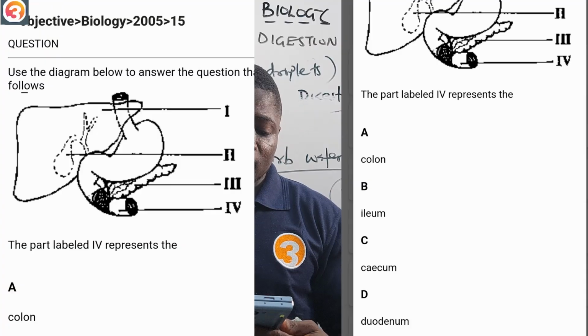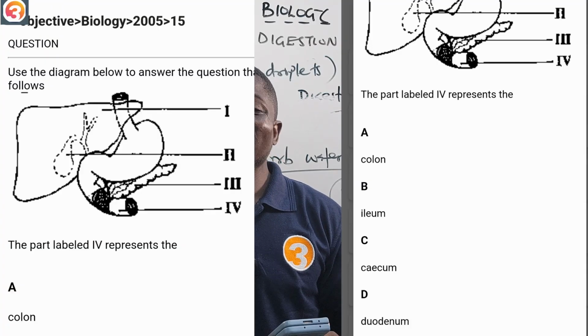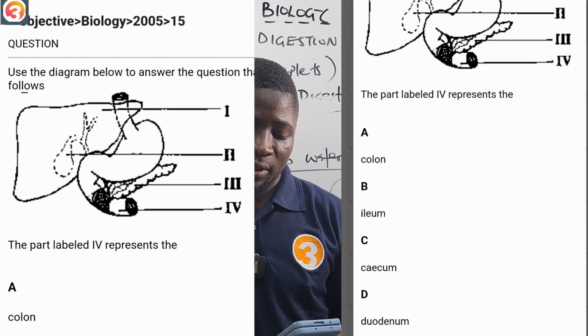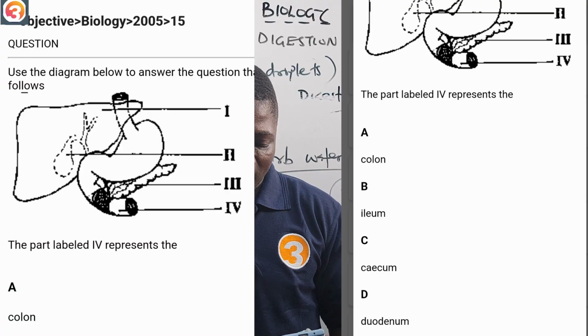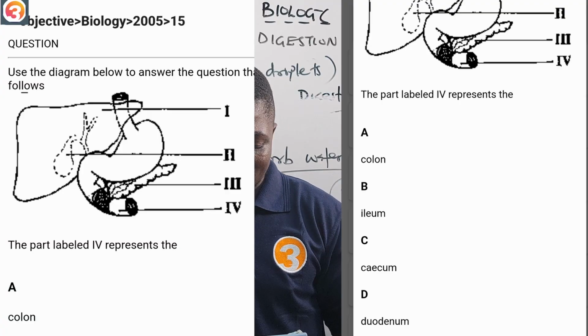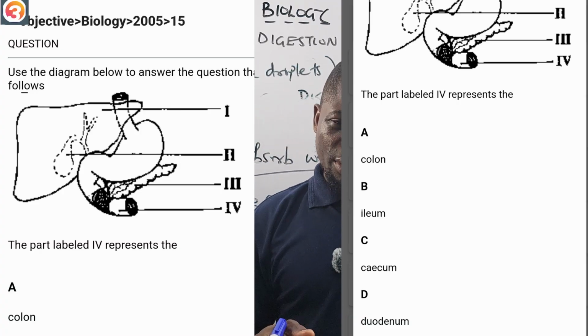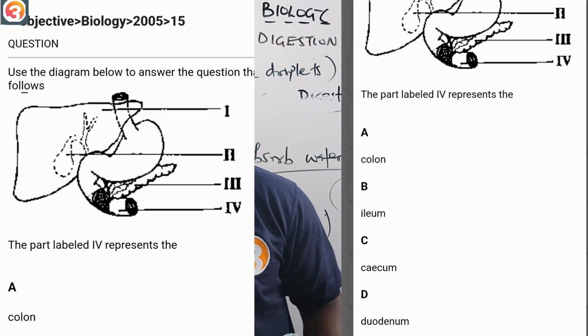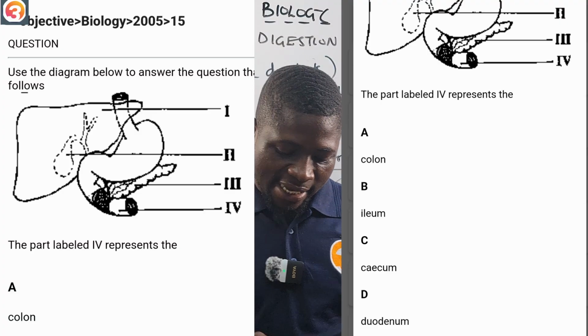2005, number 15 says the diagram, that is giving the stomach, and then of course the end there, that is the end of the stomach, that is leading to the small intestine. That means that beginning cannot be colon, cannot be ileum. Ileum is the end of the small intestine. It cannot be cecum. It's definitely duodenum. That is the first part, the entrance to the small intestine. So IV there is duodenum.